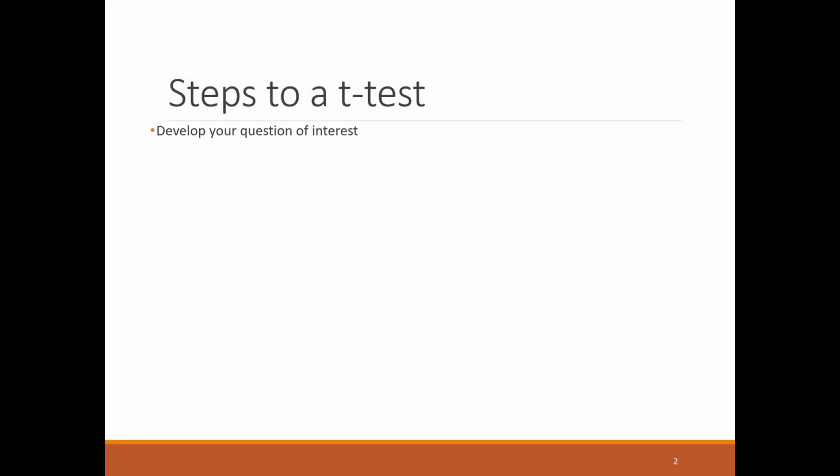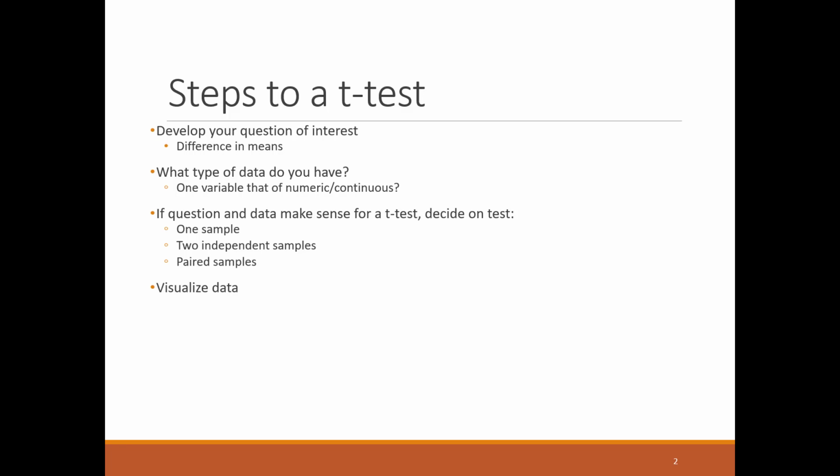So the steps to a T-Test. The first thing you'll do is set up a question of interest. Typically with a T-Test, we are looking for a difference in means, and that difference of means is developed on a continuous or numeric variable. And that variable can be a one sample or one group, or two independent samples or two groups, or paired samples, such as a pre and post test type question.